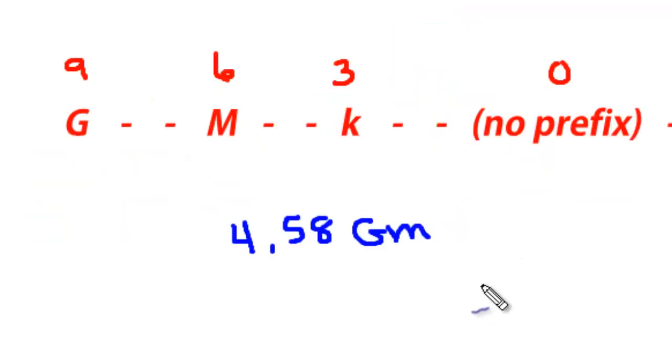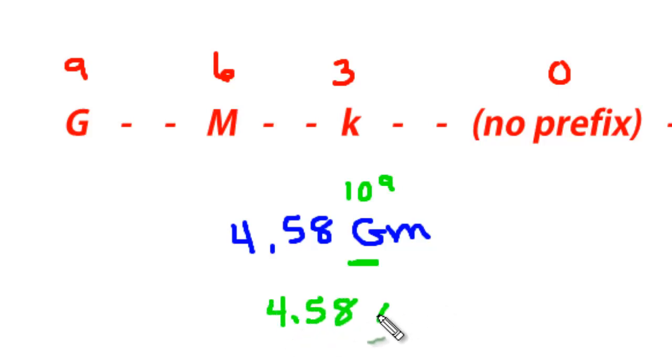At its simplest format, we would write something like 4.58 gigameters. Okay, this giga, this big G, stands for 10 to the 9th. So if you just wanted to change that to meters, you would say, well, that's 4.58 times 10 to the 9th meters. The times 10 to the 9th is what the big G stands for.